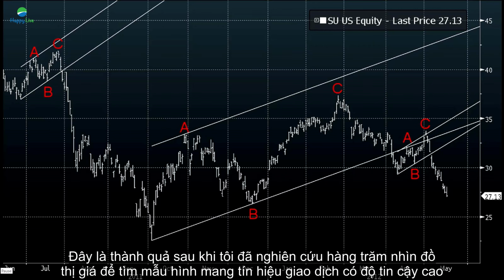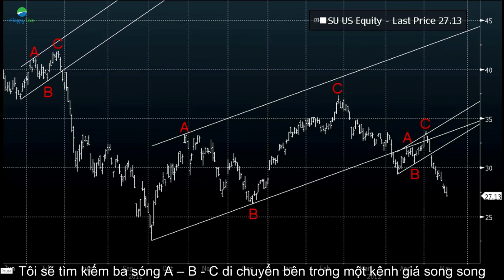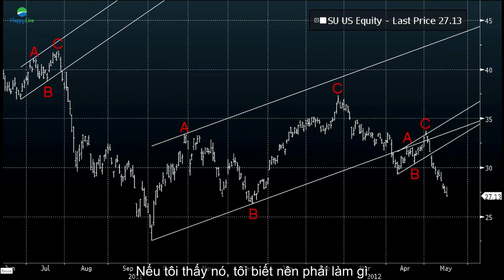This is what I look for whenever I'm scanning through essentially hundreds of price charts. Whenever I scan through hundreds of price charts and I'm looking for the next trading opportunity, I'm essentially looking for this one very specific signature. I'm looking for a three-wave price move within parallel lines. Because if I can see that, as you know, it deserves closer consideration and examination.